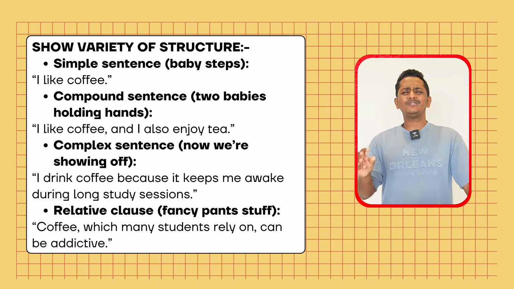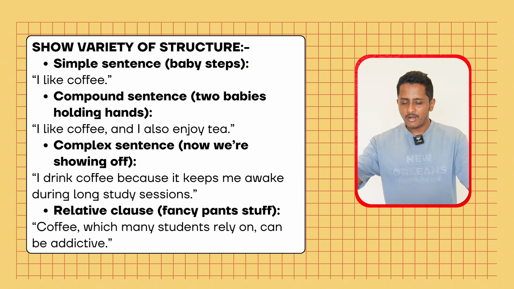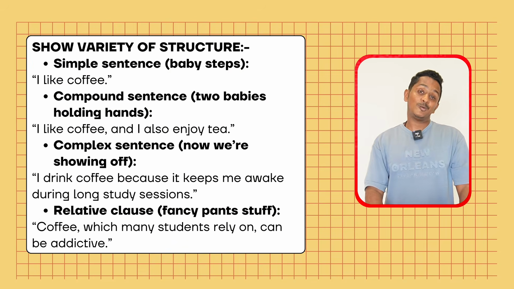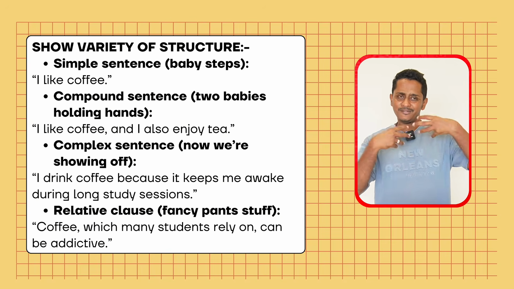Relative clauses, where you use which, where, that. Coffee, which many students rely on, can be addictive. Coffee can be addictive. Coffee, which students always drink, can be addictive. The aim is to try to showcase different varieties in your sentences. Getting 6 out of 6 in general linguistic range is very easy.